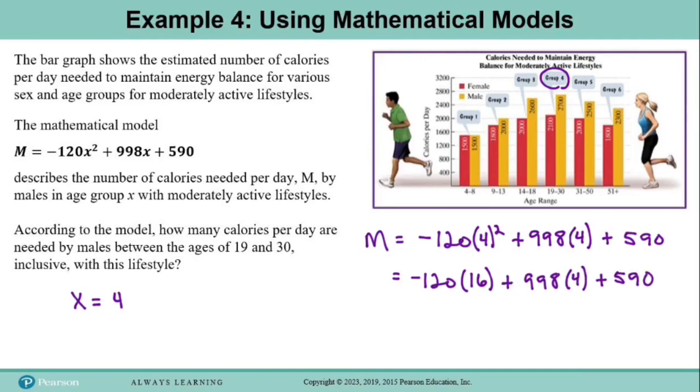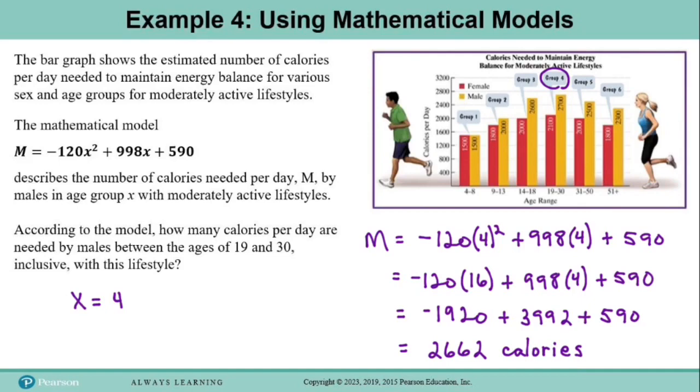Now we can do our multiplication. So negative 120 times 16 is negative 1,920. 998 times 4 is 3,992. And then we'll just add these together. So negative 1,920 plus 3,992 plus 590 gives us a final answer of 2,662 calories needed per day for males in this age group.